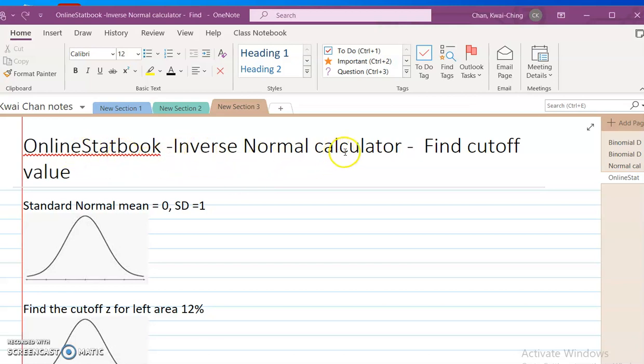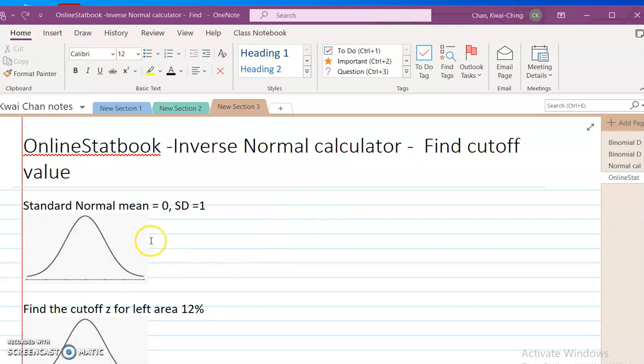This video is an OnlineStatbook Inverse Normal Calculator how-to. We'll show you how to find the cutoff. The inverse normal calculator is not for finding the probability of a normal outcome, but for finding the cutoff value that corresponds to a given percentage, either above or below that particular cutoff.